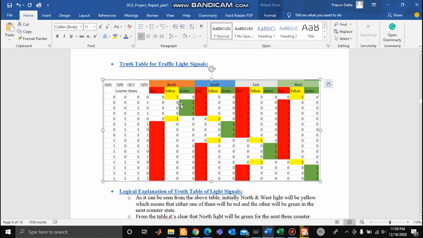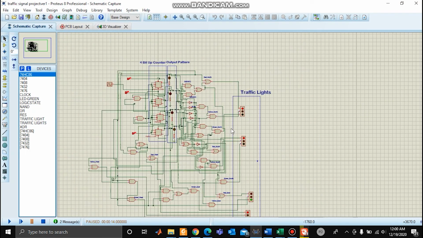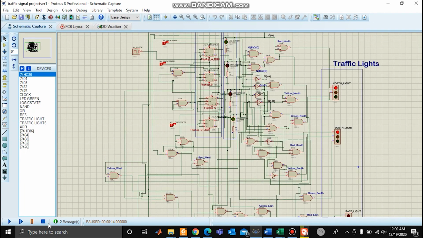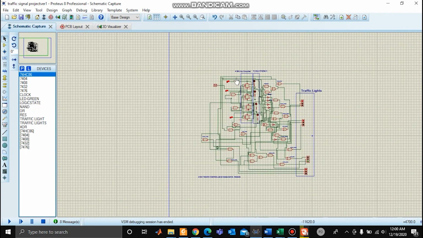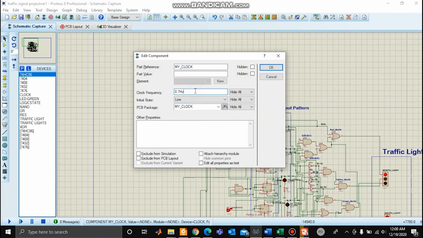After that, north will again be on yellow, and simultaneously south will be on yellow also. After that, north will be on red for the rest of the counter states. Now let's move on to the circuit diagram. For observing the output, let's minimize the clock's frequency.